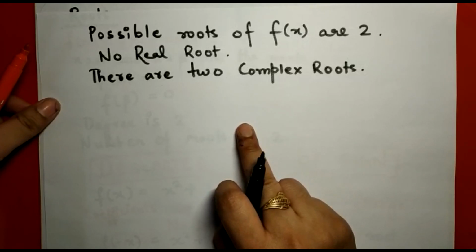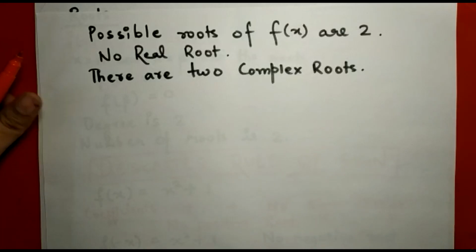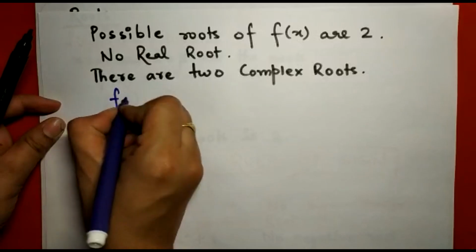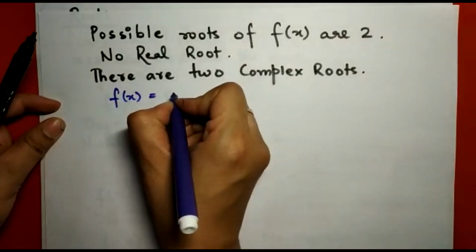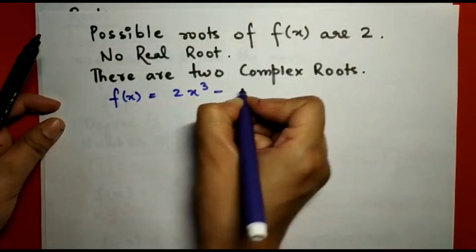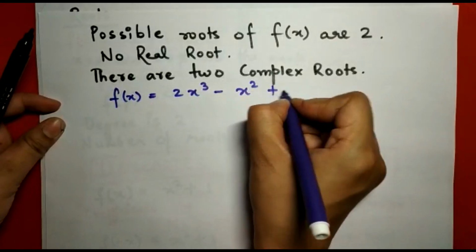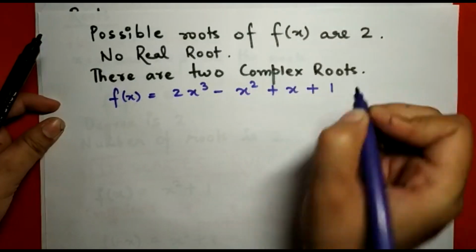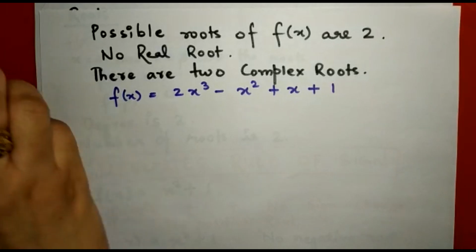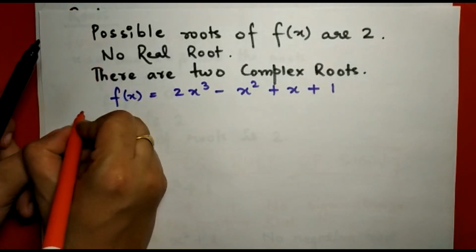Okay, one more example I want to discuss right now, and I hope it will be easier for you to understand Descartes' rule of signs with this example. The second example is f(x) = 2x cube minus x square plus x plus 1. Okay, so I will write the coefficients.